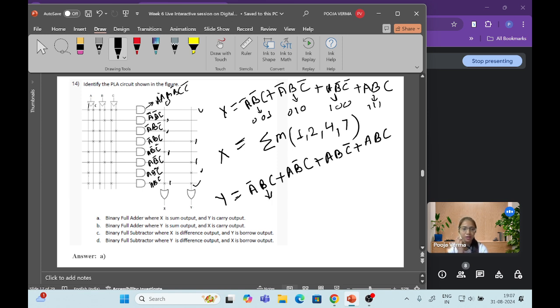Again, in order to find out the min terms or the values: A dash B C is 0 1 1, A B dash C, it is 0 1 0... it is 1 1 0, and it is triple one. So what will be the min terms value? It is 3, right? And 0 1 2. So first you can write 2 and 3.